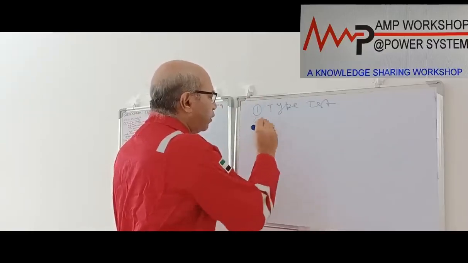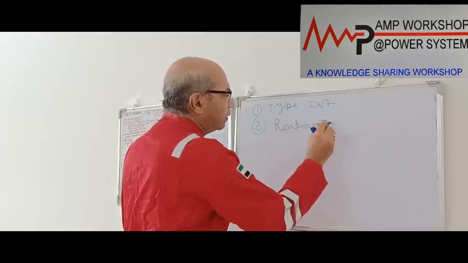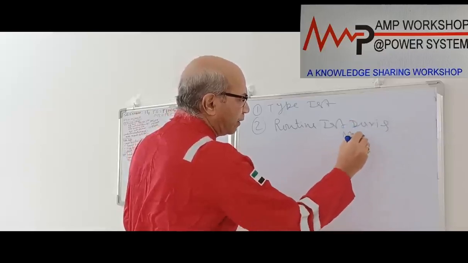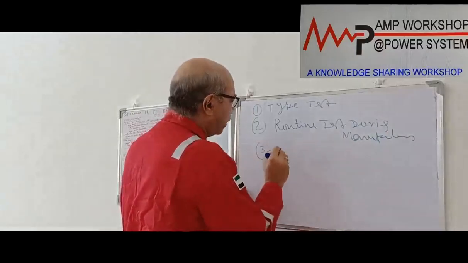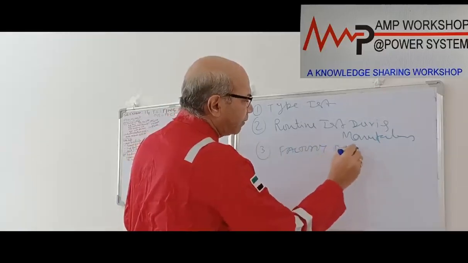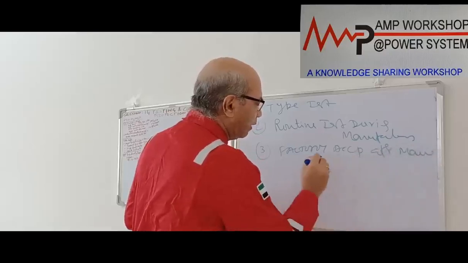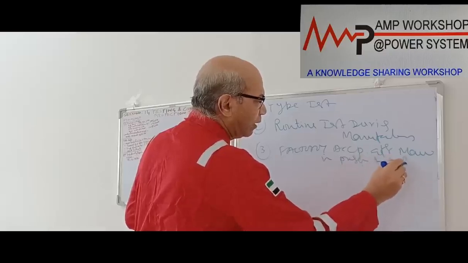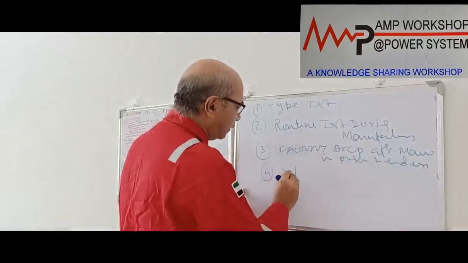The second category is the routine test during manufacturing, not maintenance, during the manufacturing stage. Number three is the factory acceptance test, after completion of manufacturing, in the presence of the end user. Then number four is the site acceptance test.